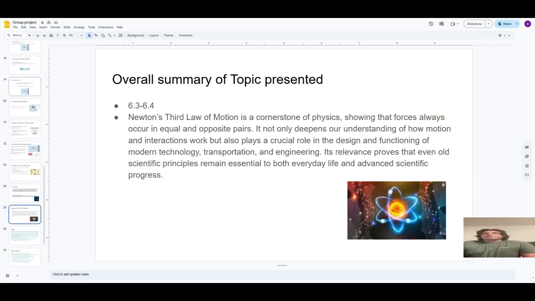Overall summary of the topic presented. Newton's third law of motion is a cornerstone of physics, showing that force always occurs in equal and opposite pairs. It not only deepens our understanding of how motion and interactions work, but also plays a crucial role in the design and functionality of modern technology, transportation, and engineering. Its relevance proves the old scientific principles remain essential to both everyday life and advanced scientific progress.